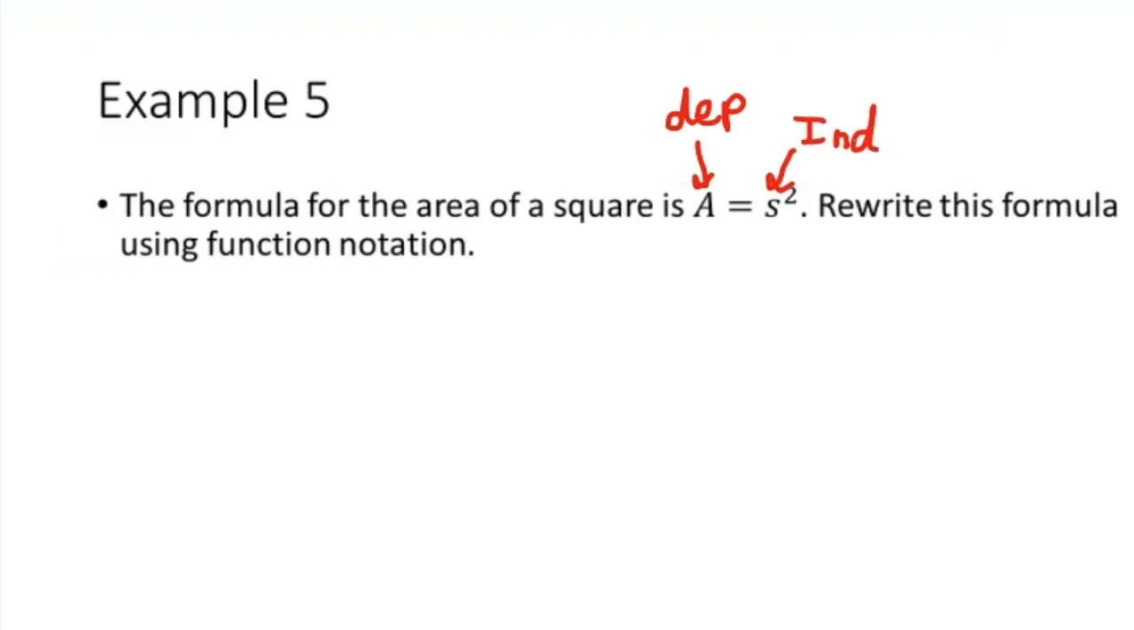So according to the function notation, A, which depends on s, so we'll replace A with A(s), equals s². Now that we would have it in function notation, we could use apps like Desmos to quickly evaluate several different areas given different lengths of a square.